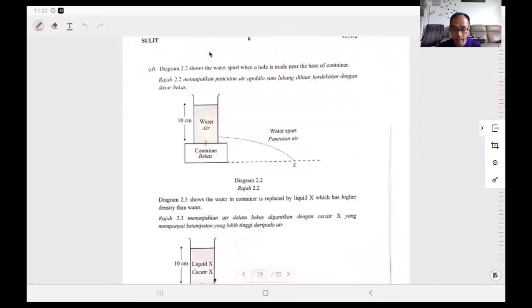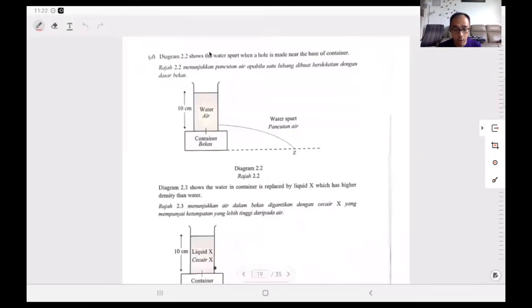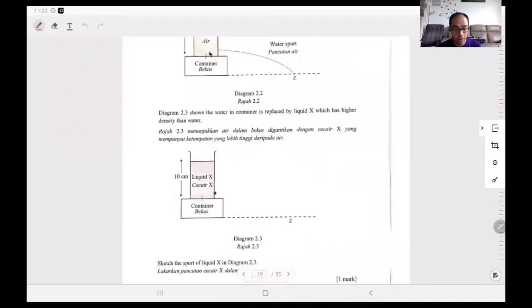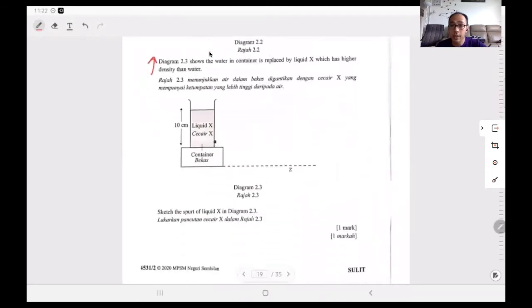Okay. Now diagram 2.2 shows the water spurt when a hole is made near the base of the container. So over here, the water spurt is further. What about here? Diagram 2.3 shows the water in a container replaced by liquid X, which has a higher density. So as I said just now, the bigger the depth, the bigger the pressure. And density also the same. The bigger the density, the bigger the pressure.